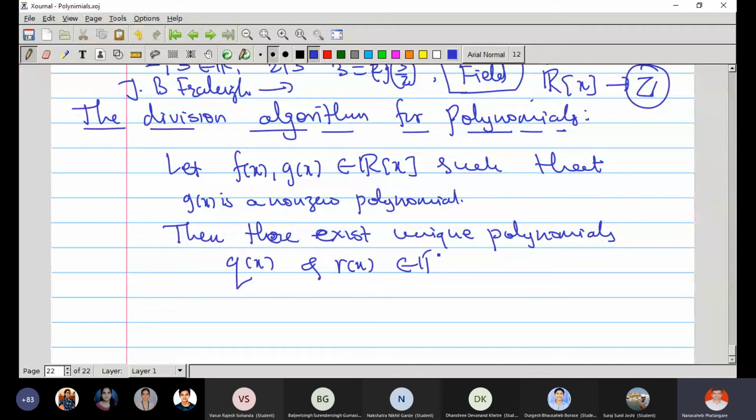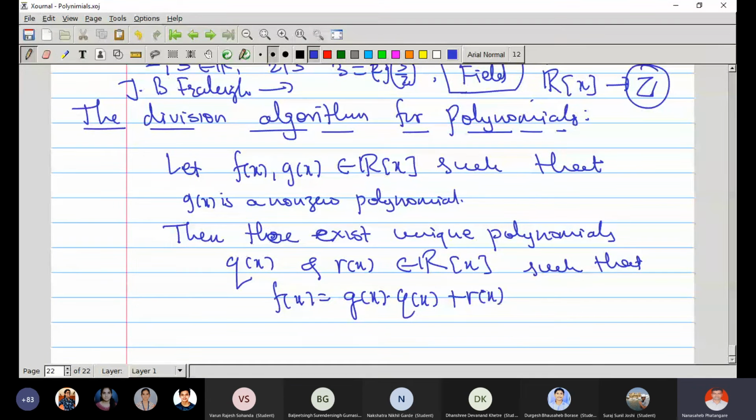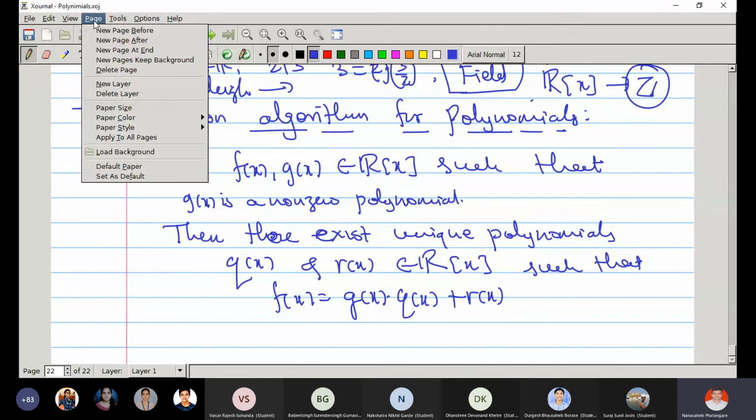Right. So here the quotient is a polynomial and the remainder is also a polynomial, such that f(x) is equal to g(x) into q(x) plus r(x). Right. So f(x) is equal to g(x) into q(x) plus r(x). And what is the restriction on r(x)? Like in integers, what was the restriction on r? r is greater than or equal to 0, and r is less than a. So what is the restriction here?